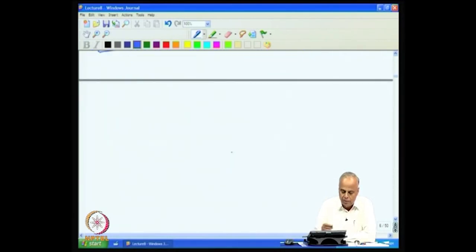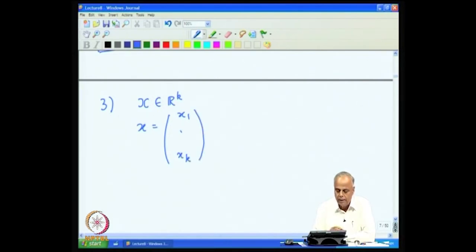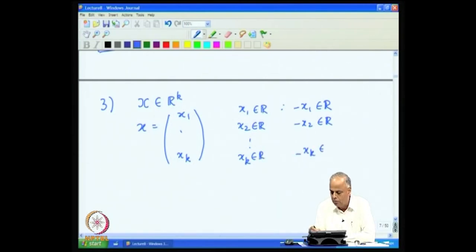The next property that we observe is the following. Suppose we have a vector x in R^k, say x is (x1, x2, ..., xk). Now, x1 is a real number and therefore, every real number has its negative. So, minus x1 also belongs to R. x2 is a real number and therefore, minus x2 also belongs to R, and so on. xk is a real number. So, minus xk also belongs to R.